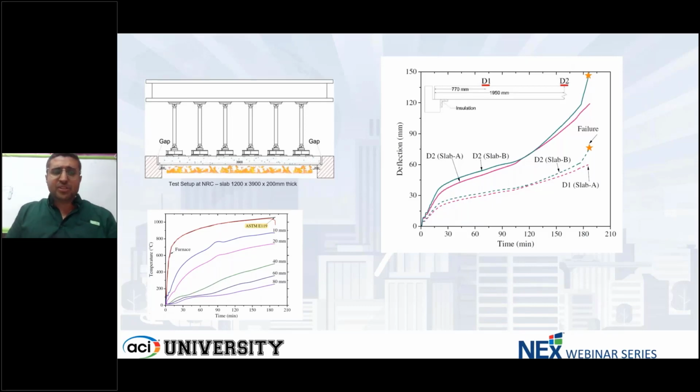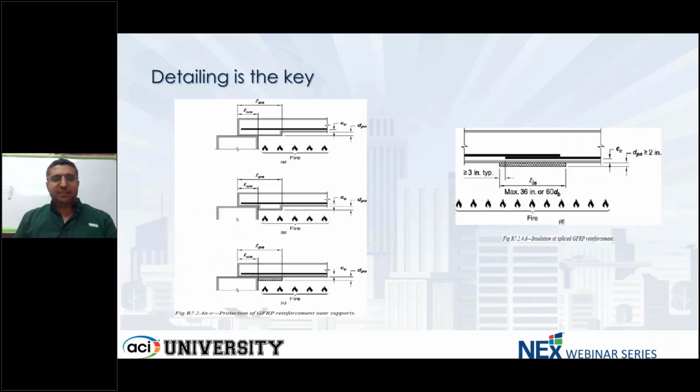This is the result of the test. As you can see, after 3 hours, the temperature was calculated according to ASTM E119. This is a 4-meter span of an actual parking garage, with 1.5 or 2 times service load, I believe, on top of that. So it was loaded more than the actual service load. And you can see both slabs were able to achieve over 180 minutes, which is over 3 hours of fire safety.